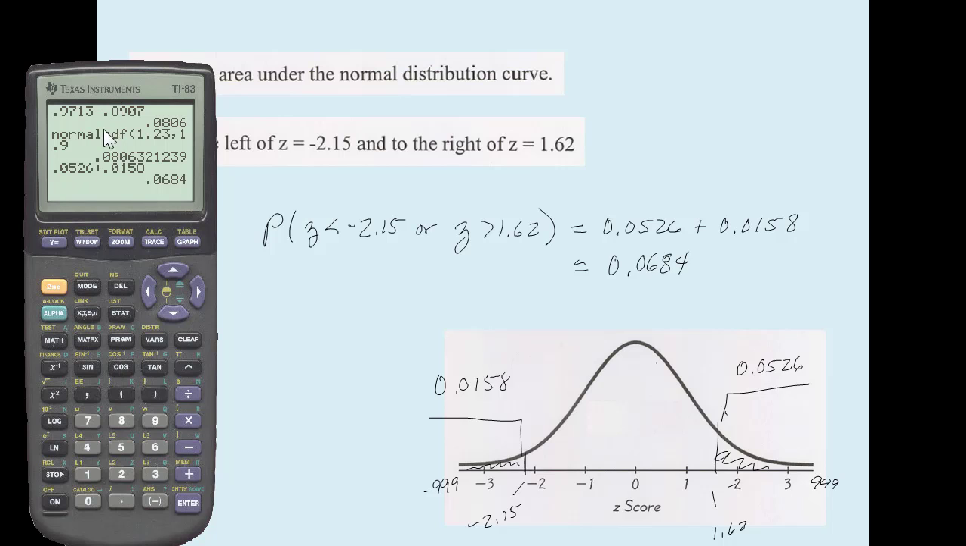All right, so I'm going to go second distribution number 2. I'm going to find this one first. So I go negative 999, comma, negative 2.15, close that, add second distribution number 2, and then 1.62, comma, 999. Close that. Now I've used the function twice, and I get 0.0683, but I have to round it up, so 0.0684. I get the same answer. All right, so that's how you do it both ways.